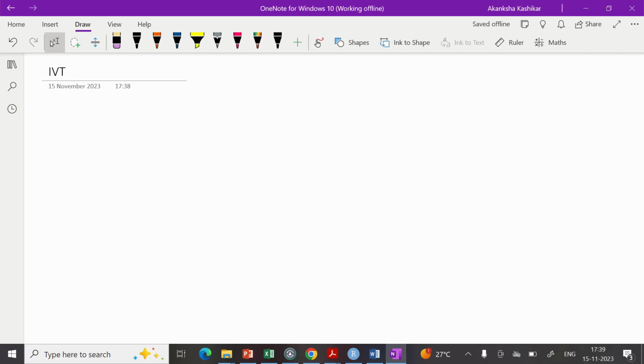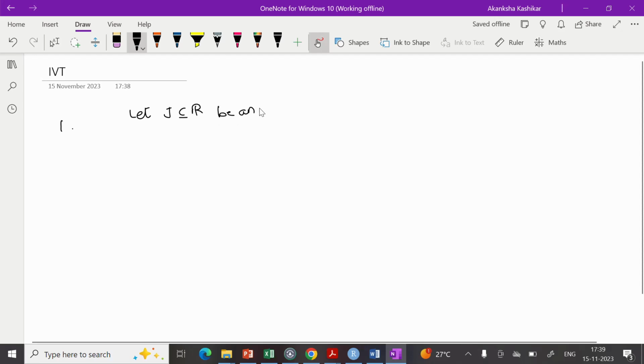These are very small applications, but they're easy to prove, but they have quite important consequences. So let me start with the first typical application. So let J, which is a subset of R, be an interval. Okay, so J is some interval.